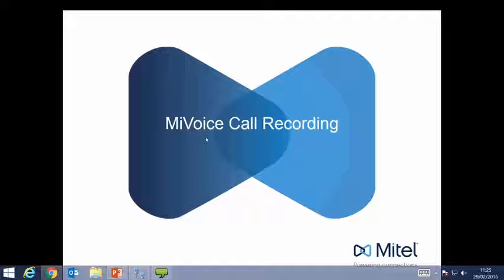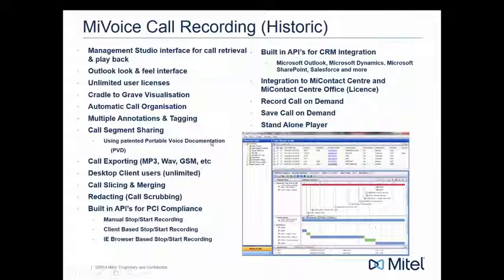Hi, this is a presentation on MiVoice call recording. The MiVoice call recorder can record ISDN lines, ISDN 30, ISDN 2, SIP trunks, PSTN lines. It can record analog extensions, digital extensions, IP extensions, and SIP extensions, and we can mix and match those types of connectivity on a single or multiple recorders.